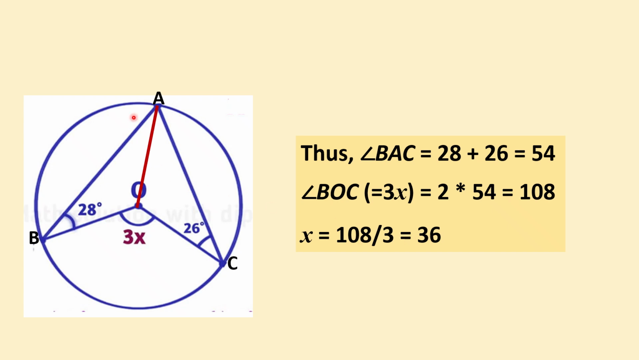We have proved that the angle at the circumference should be equal to 28 plus 26, that is 54. So the angle at the center BOC, double of that, is 108. So 3x is 108 or x equal to 36. But without this elaborate calculation, if you can directly work out that the angle at the circumference is equal to 28 and 26, that is, 3x equal to double of this 54, then you would have solved it in less than 2 seconds.